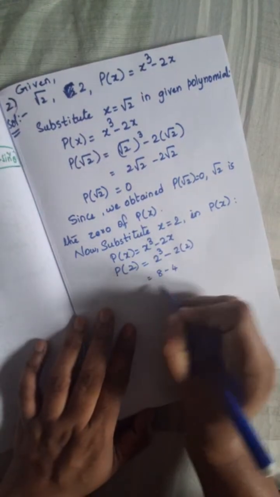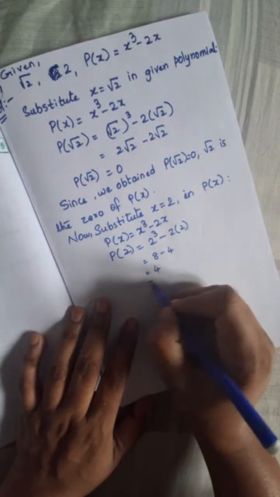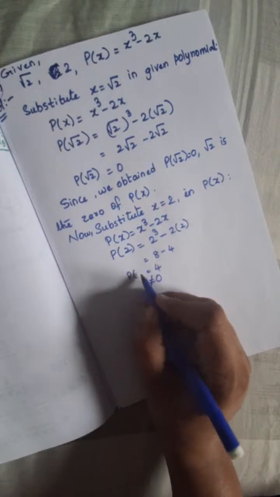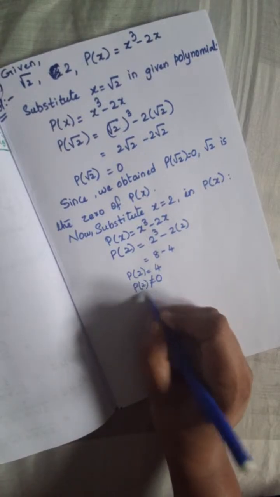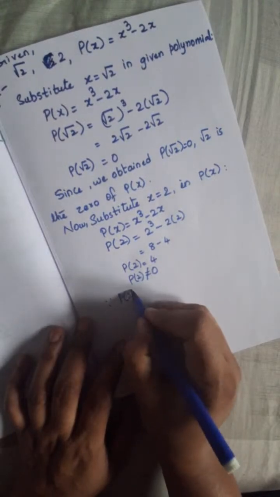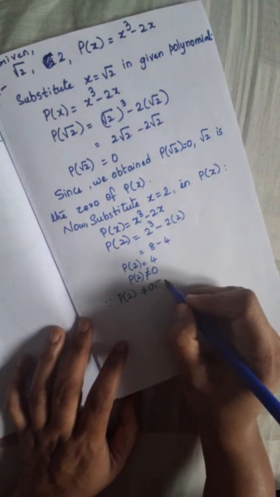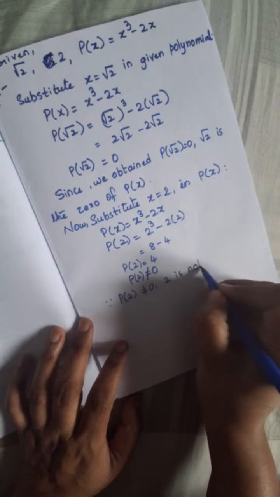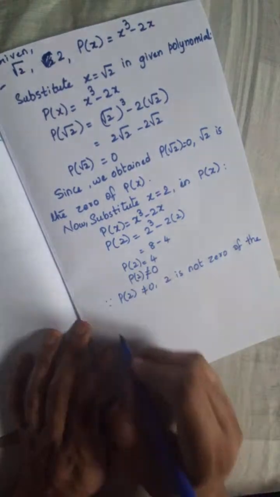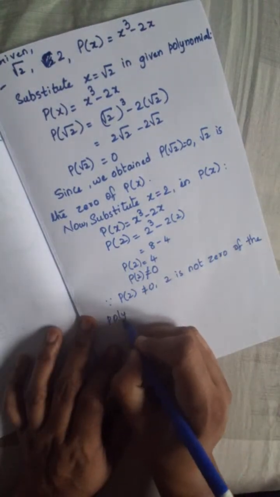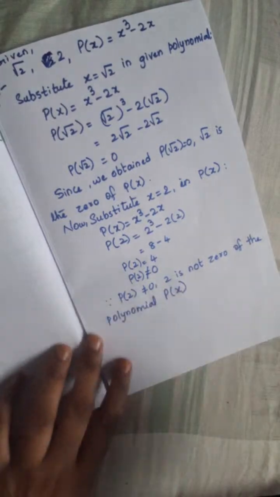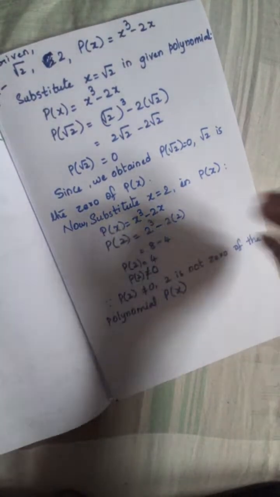8 minus 4, that is 4 we will get. This is not equal to 0. So p of 2 is not equal to 0. Hence, since p of 2 is not equal to 0, 2 is not a zero of the given polynomial p of x.